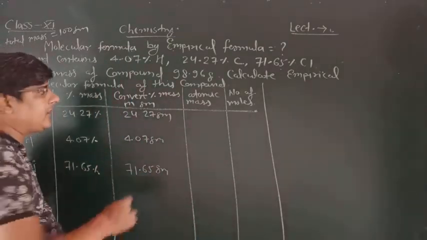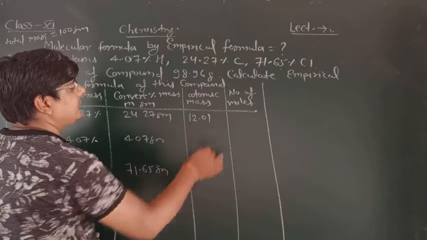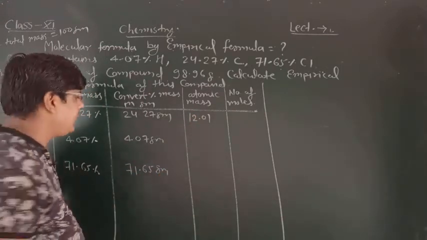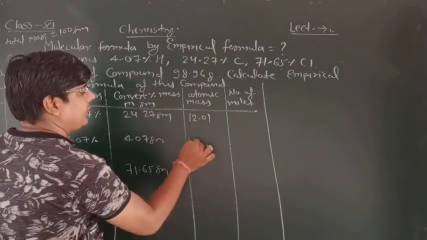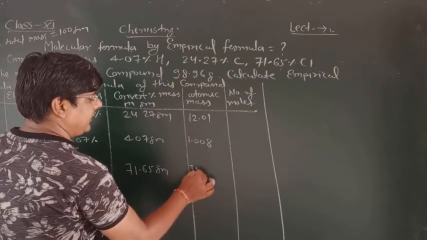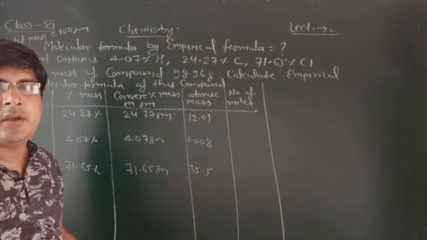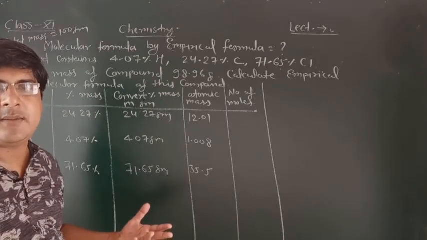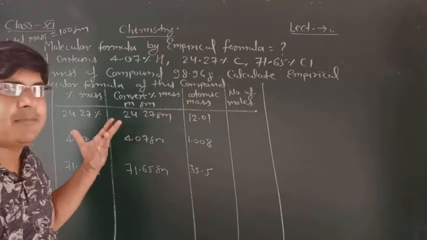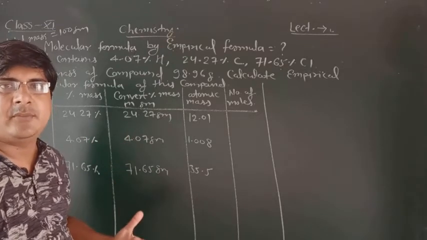Atomic mass: carbon is exactly 12.01, hydrogen is 1.008 and chlorine is 35.5. Number of moles, how can you calculate the number of moles? Number of moles is calculated by mass upon atomic mass.